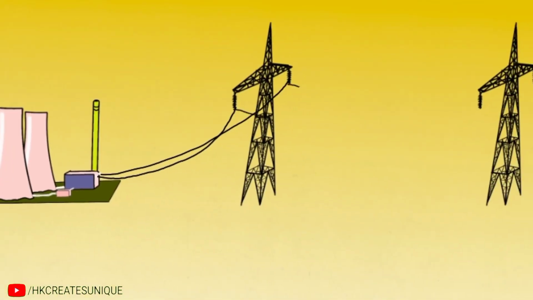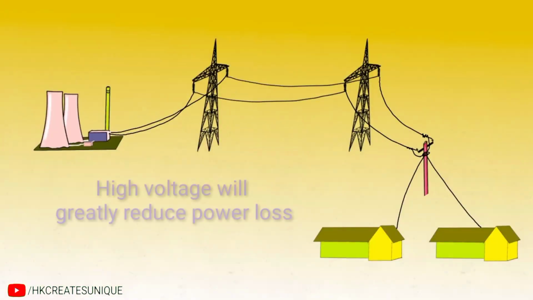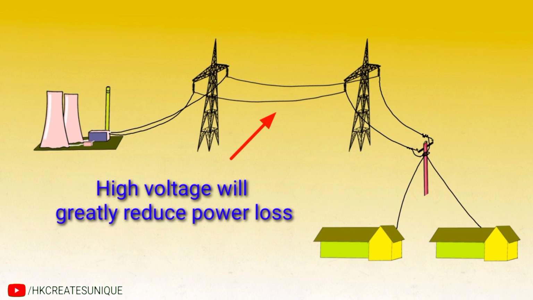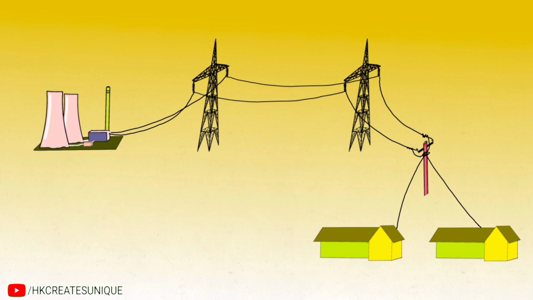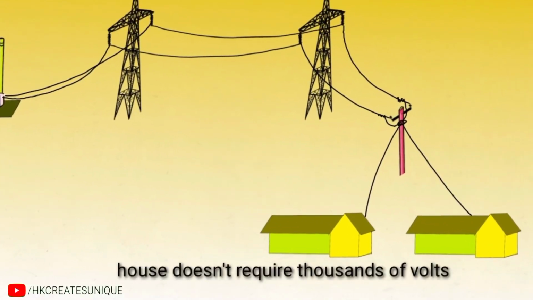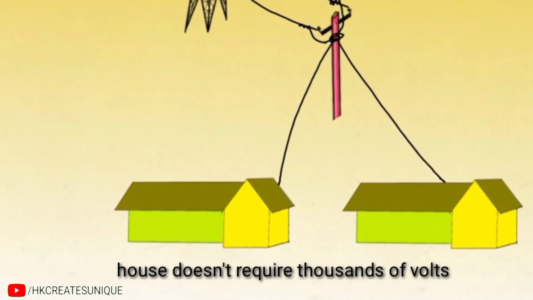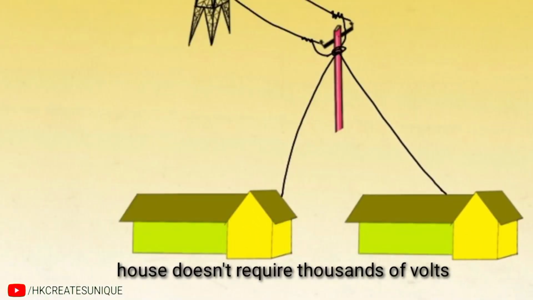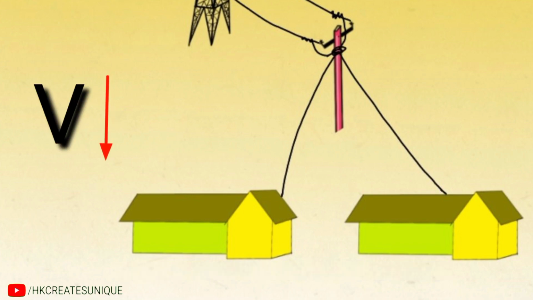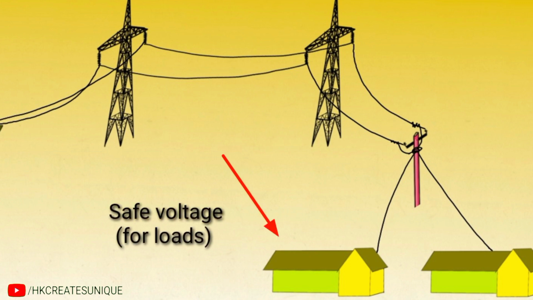What about transmitting thousands of volts through the power lines? Well, that would be great. High voltage will greatly reduce power loss. Now the problem is, our house does not require thousands of voltage and it is very dangerous for houses, making it impossible to use. So we need a way to reduce to a usable voltage of the supply just before reaching homes. In this way, power loss of the transmission line will still be low and we get safe voltage to use.